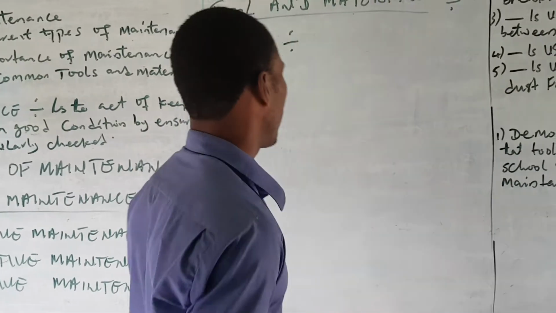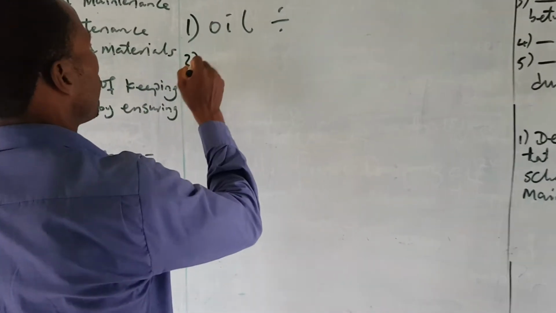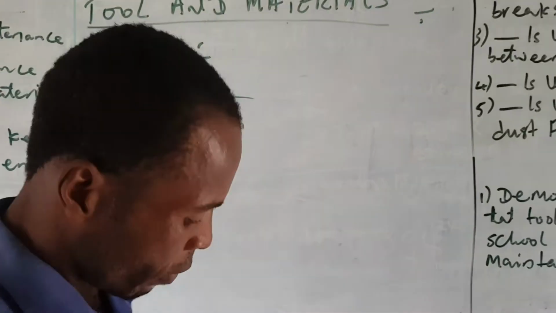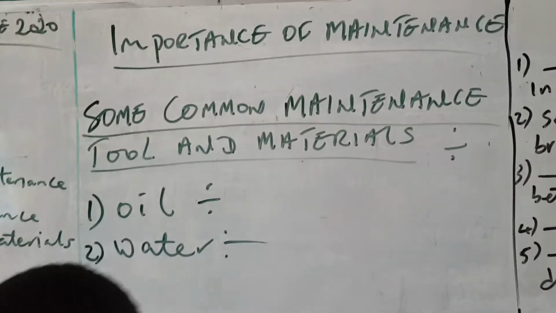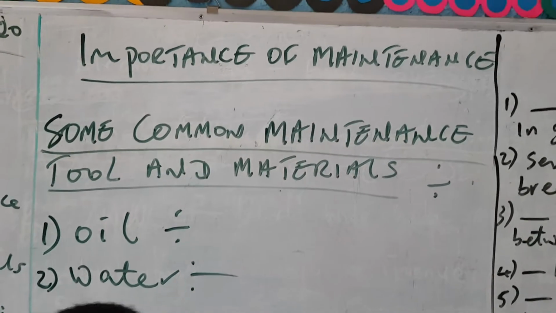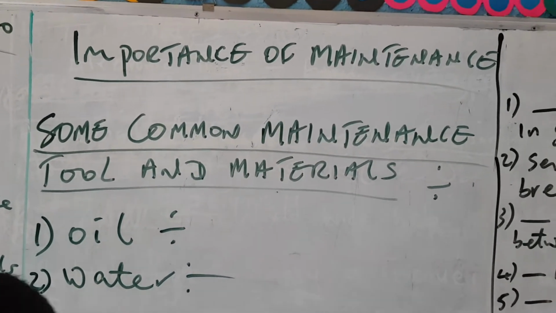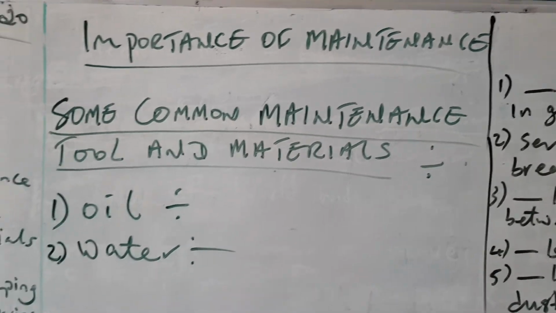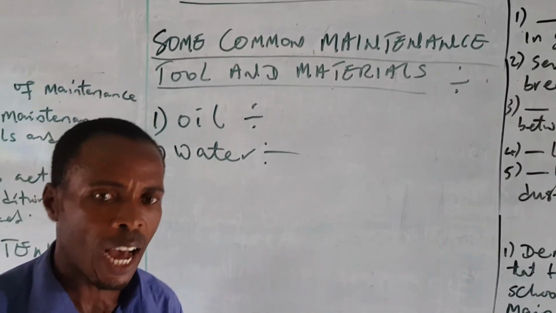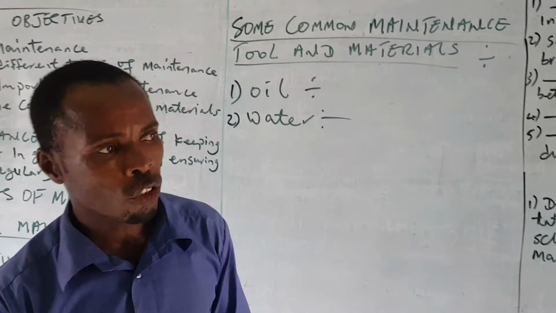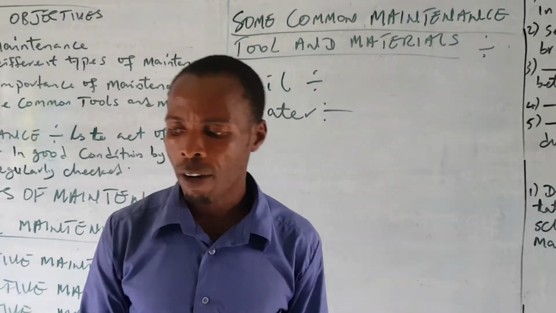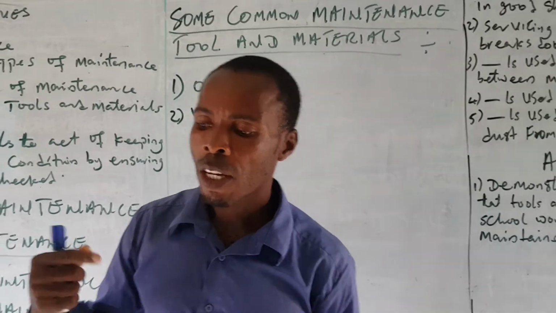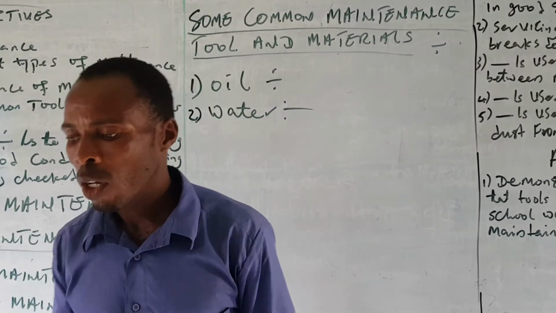Now we have water. It's one of the tools we have. What is the function of water? This is used to cool the engine of a car when in motion. Water is used to cool the engine of a car when in motion. That is the function of water.